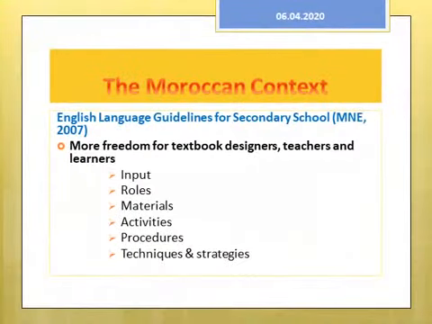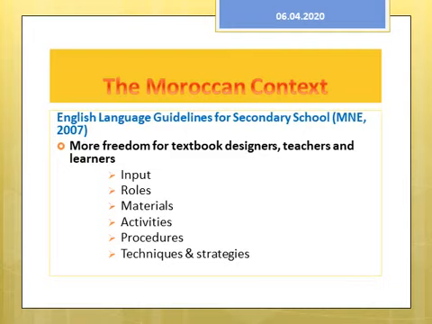The standards-based language teaching was adopted by the Ministry of National Education in Morocco in 2007. Since then, it has become the reference source to all parties concerned with the teaching of English as a foreign language in Morocco, including curriculum developers, textbook designers, school inspectors, and teachers.